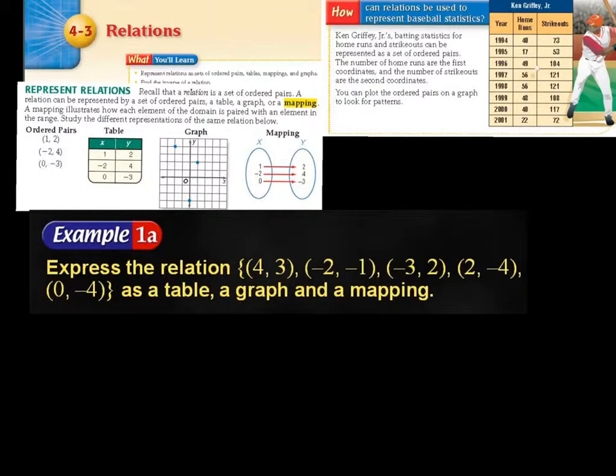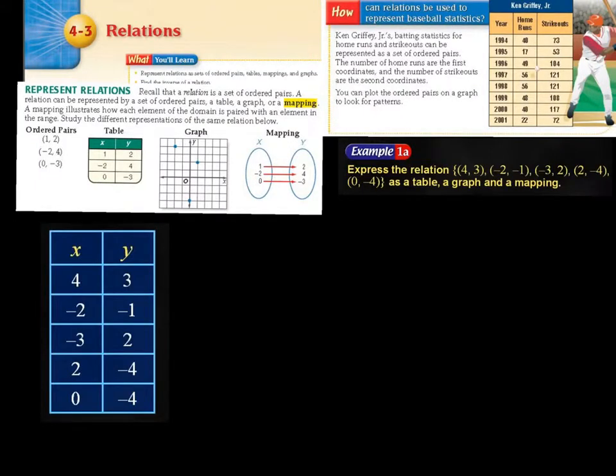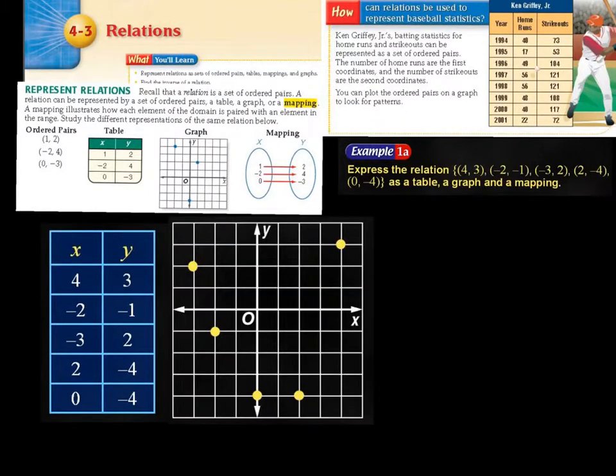For example 1, we get a try expressing the relation in this list of ordered pairs as a table, a graph, and a mapping. A table is a really convenient way to make our list. We've got the x part of the coordinate in the first column and the y in the second. We've also been practicing plotting points. So here's 4, 3, -2, -1, -3, +2, +2, -4, and 0, -4.